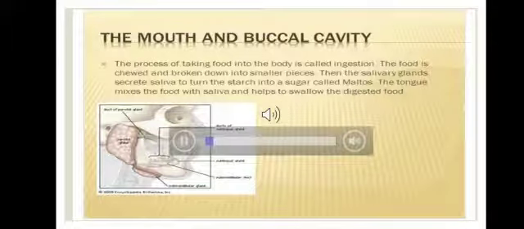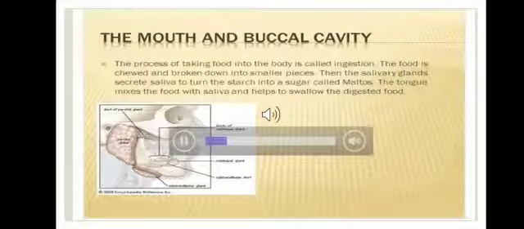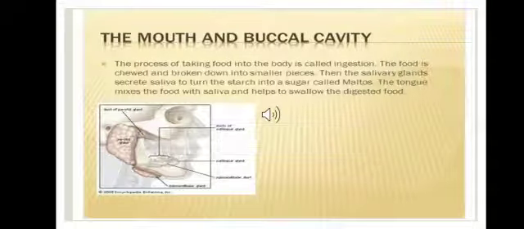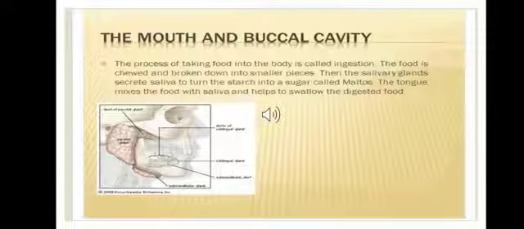The process of digestion starts from the mouth. The process of taking food into the body is called ingestion. The food is chewed and broken down into smaller pieces. Then the salivary glands secrete saliva to turn the starch into a sugar called maltose. The tongue mixes the food with saliva and helps to swallow the digested food.